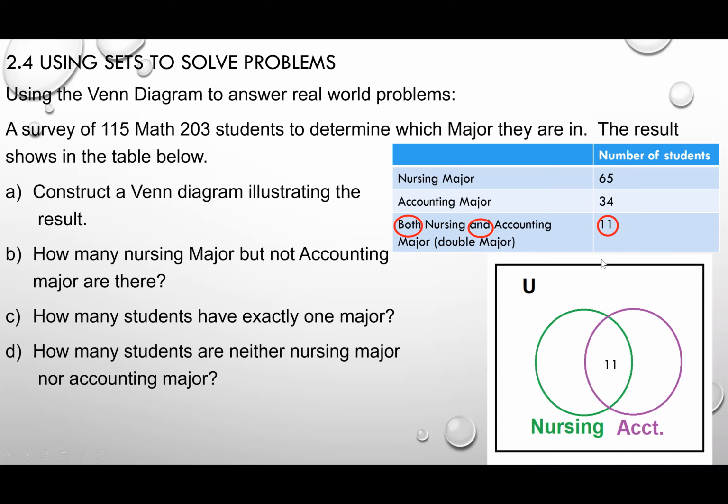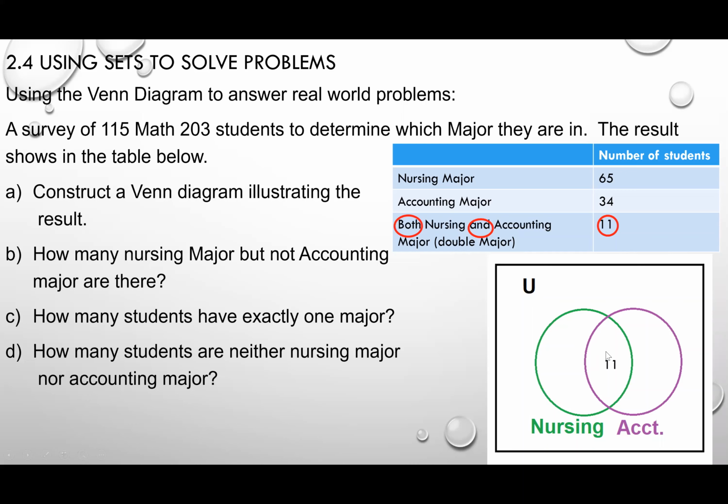So that's where the 11 comes from, because they show me that there are 11 people who are double majors, nursing and also accounting. So that is the intersection region. Now let's take a look at the nursing major. Do you agree that whoever is in this green circle, don't worry about the purple circle, they are my nursing majors.